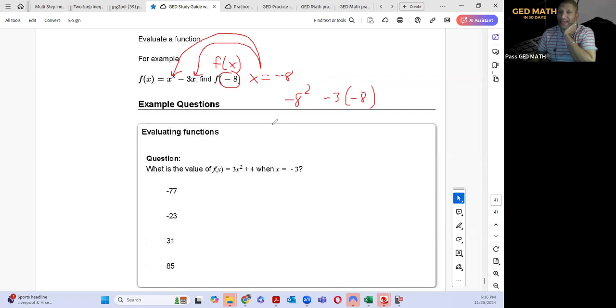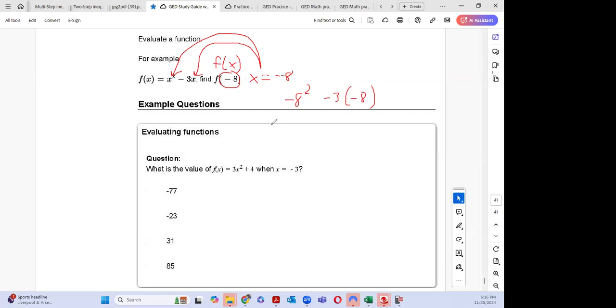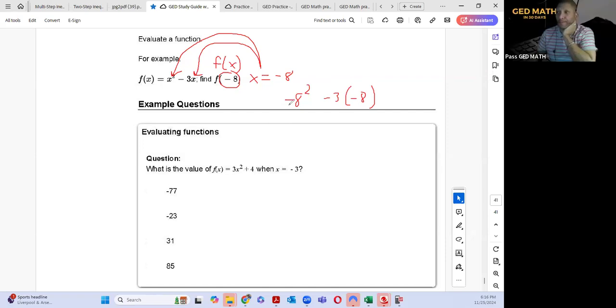Did I put minus 8 everywhere x is? It sure seemed like it, right? Yeah, it seemed like it. This is actually wrong. I'm going to show you why.